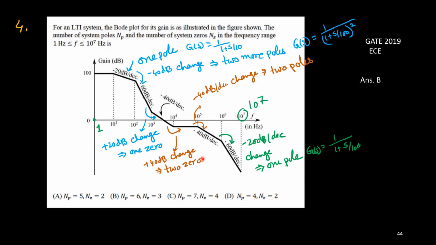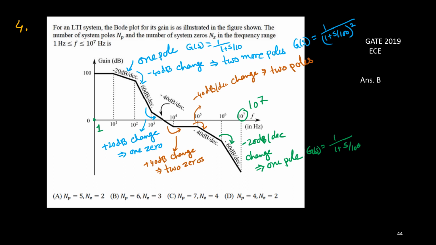Then another change here at 10 to the power 6. So another minus 20 dB per decade is added. Obviously it is due to another pole, and a pole at 10 to the power 6 means G(s) is 1 upon 1 plus s upon 10 to the power 6. But this is not required. We need to find out the number of zeros and poles. So already we have got it.